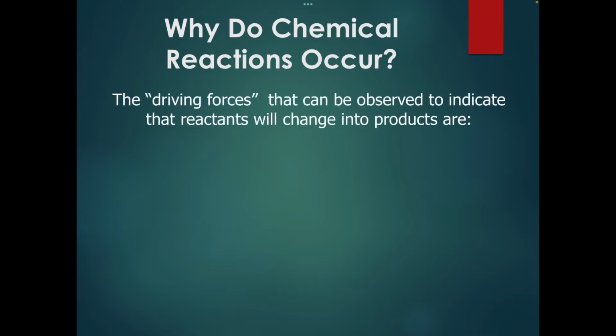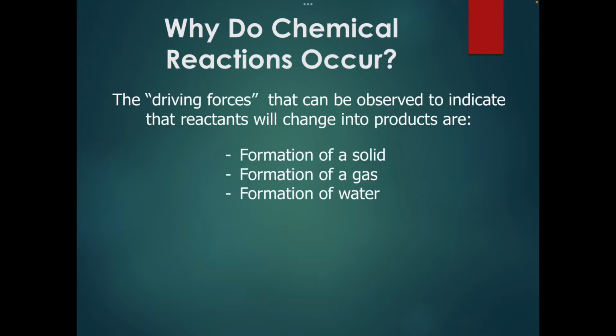Well, we have these driving forces that can tell us that a chemical reaction will occur. So these are things that will be produced during a reaction that kind of make the reaction go, if you want to think about it that way. So the first one is formation of a solid. Remember, when we were studying the characteristics of a chemical change, one of those was a formation of a precipitate, right? When we poured together 2 clear liquids and they made a solid. That's what we're talking about here. So forming a solid is a driving force that causes a chemical reaction to happen.